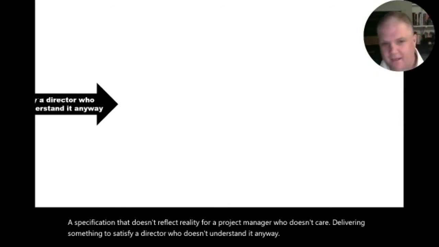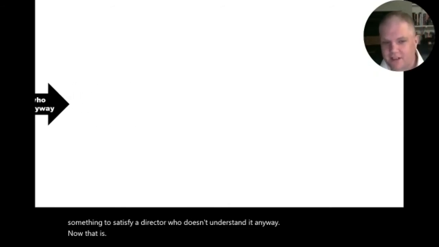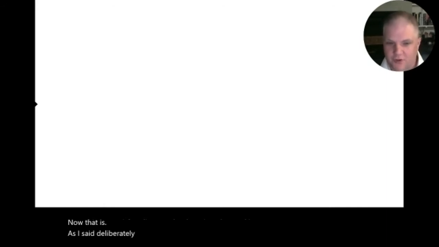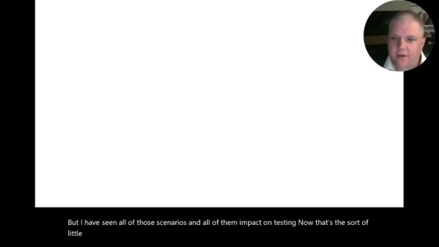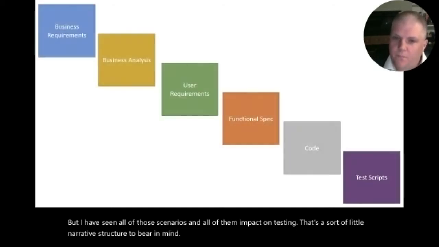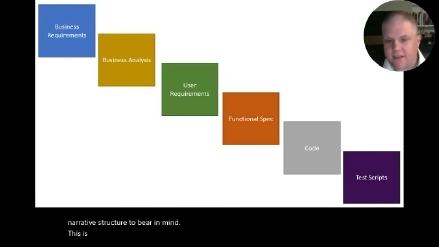Now, that is, as I say, deliberately the worst possible case. But I have seen all of those scenarios, and all of them impact on testing. Now, that's a sort of little narrative structure to bear in mind. This is commonly the order that these events happen. Now, park all of that personality stuff.